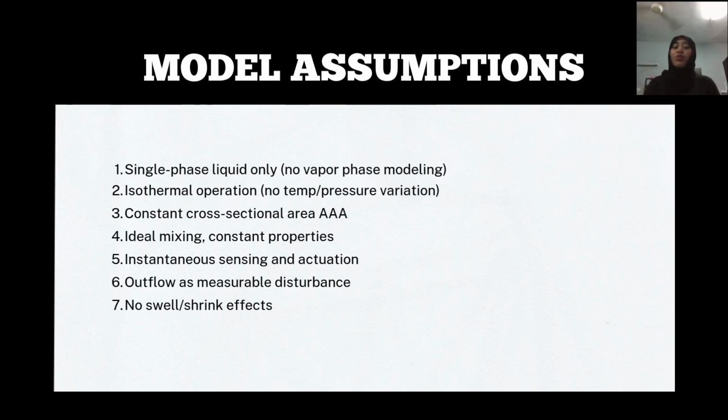To simplify the modeling, we made several assumptions. First, we focus only on the liquid phase and assume constant pressure and temperature. The drum is assumed to have a uniform cross-sectional area and well-mixed water with constant properties. There are no sensing or actuation delays, and we treat steam outflow as a disturbance, so its effects are neglected.